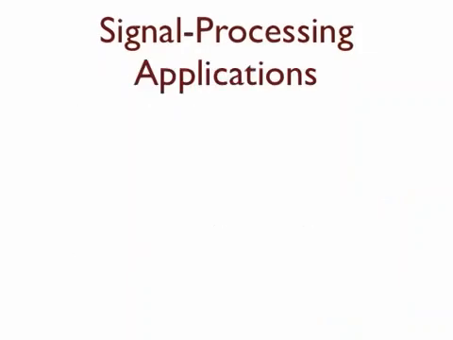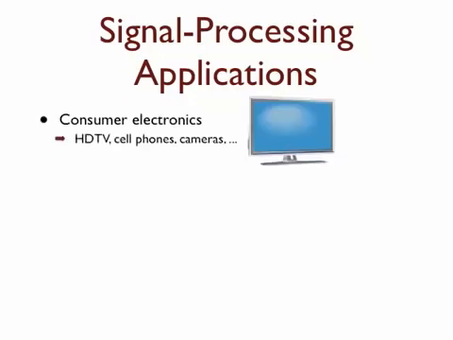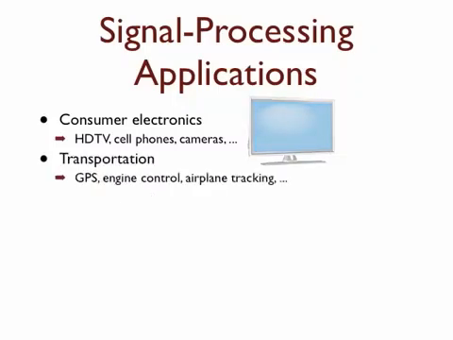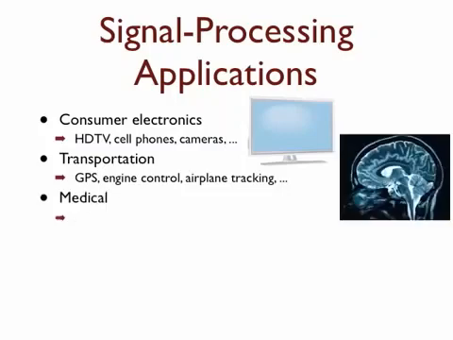Now, the applications for signal processing are almost as diverse as the number of signals themselves, and it's used in almost every area of our lives. In the consumer electronics field, things like cell phones use a lot of signal processing. Transportation systems like global positioning devices and airplane tracking also use lots of signal processing. In the medical field, signal processing plays an important role in imaging as well as monitoring things like the electrical activity of the brain or the heart.